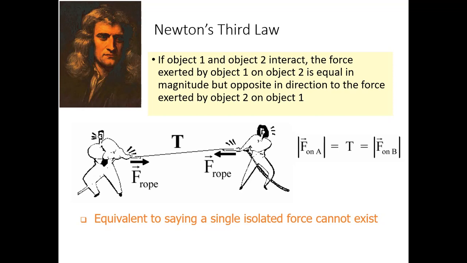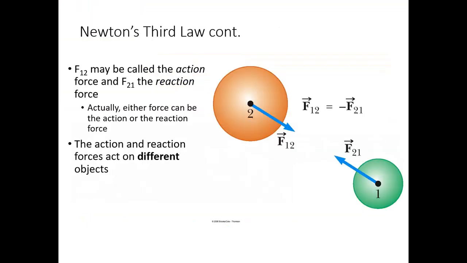So the force on A is equal to T, and the force on B is also T. Here is Newton's third law. F12 may be called the action force, and F21 is the reaction force. The action and reaction are the same in magnitude, only the sign is opposite. Either force can be the action or the reaction force.